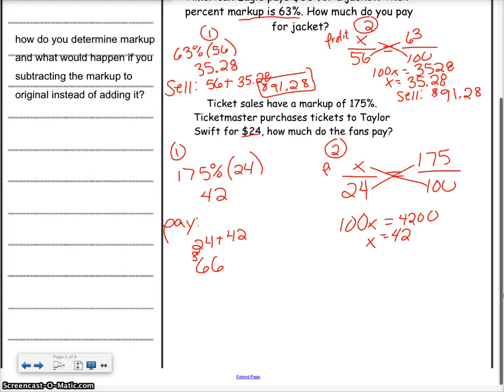Remember that this only represents their profit. That's the part, their profit, so they're going to sell it for what they paid for it, 24, plus the profit they want to make, for a total sale of $66.